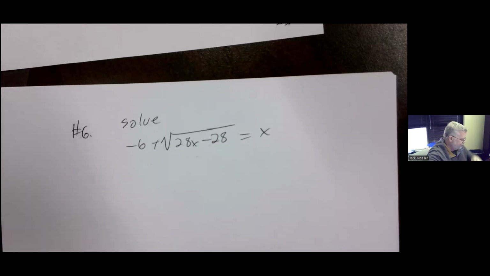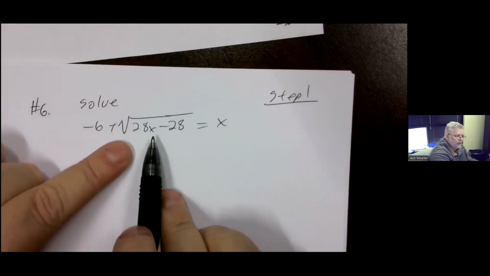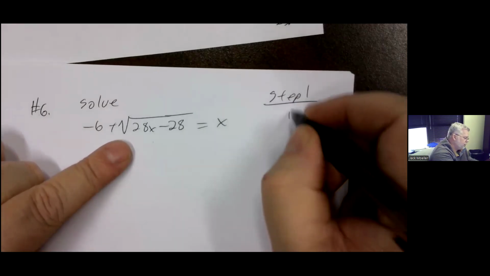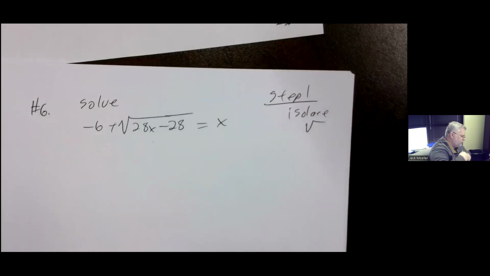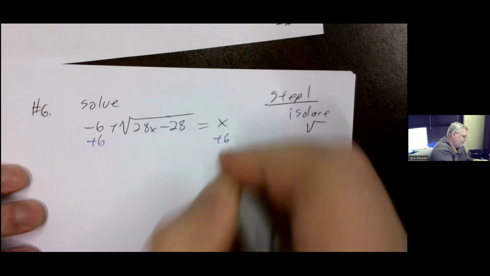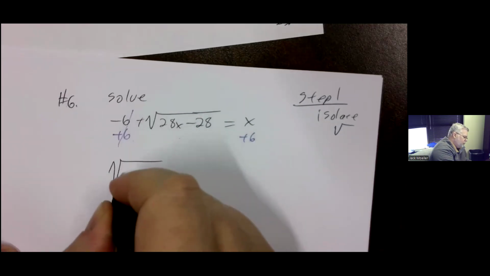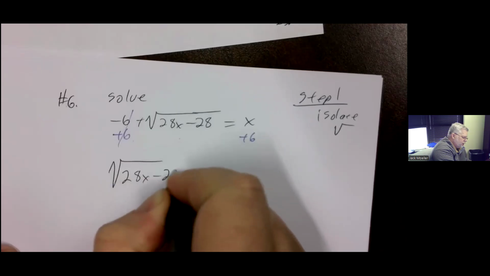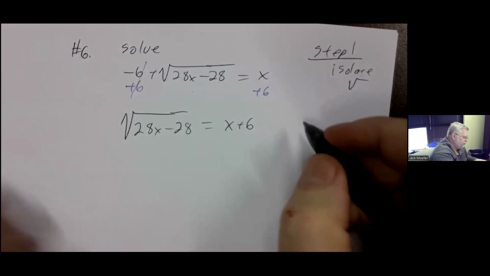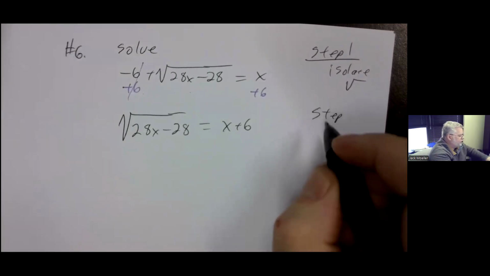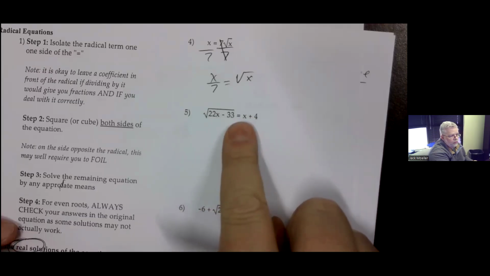All right. So that aside, what is step 1? We have an equation that we're trying to solve that has a variable inside the radical. So step 1 is we're going to isolate the radical. We're going to add 6 to both sides. So we get the square root of 28x minus 28 equals x plus 6. Now the radical is isolated. And that's why I said, if you look back on number 5, we're right back to number 5.